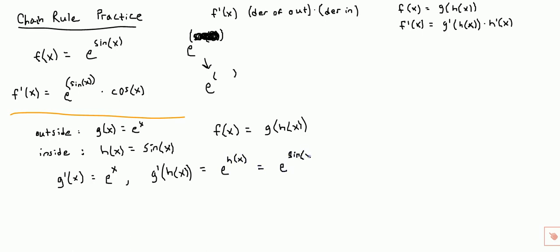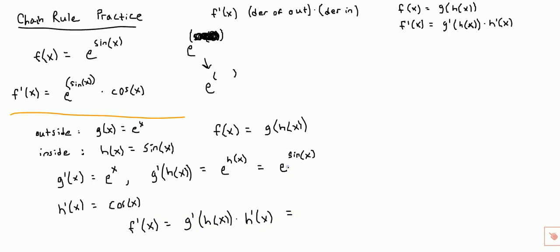Okay? And h prime of x, the derivative of sine of x is cosine of x. We have our two pieces, so f prime of x equals g prime of h of x multiplied by h prime of x. That is e to the sine of x multiplied by cosine of x. Okay, once more, same answer.